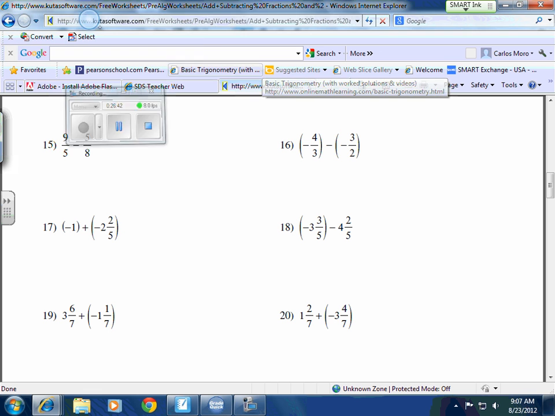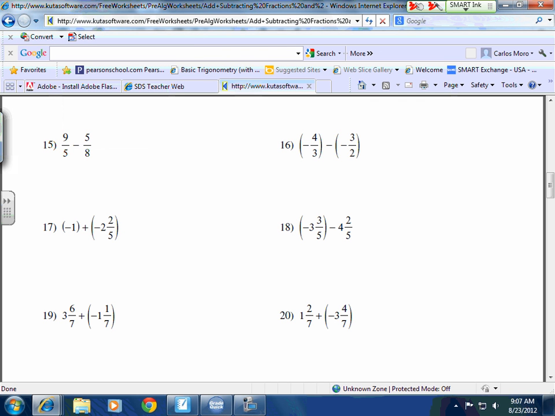Let's see what we got here. Let's run through this because we don't have that much time. I got 9/5 minus 5/8. What's the common denominator? 40. So this is going to go to a 40. That's going to go to a 72. Minus, that's going to go to a 40. And that's going to go to a 25. So 72 40ths minus 25 40ths is 47 40ths. Very good. And 47 40ths equals 1 7 over 40.